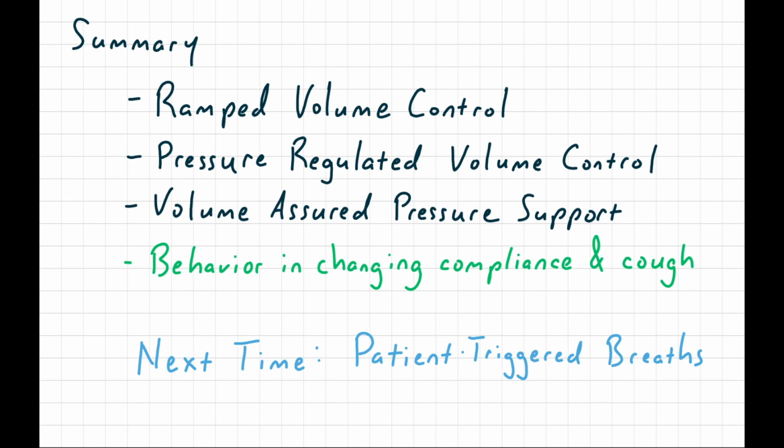Those were ramped volume control, pressure-regulated volume control, which is a servo mode and changes its pressure limit to hit a target tidal volume, and volume-assured pressure support, which switches from a pressure limit to a volume limit if it's not going to reach its target tidal volume on any given breath.